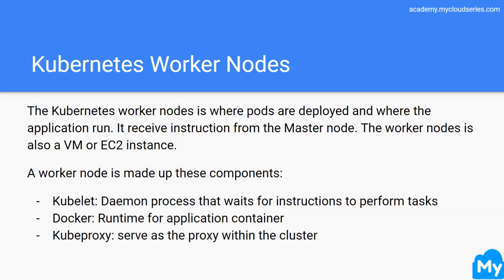Now, a worker node is made up of 3 major components. You have the kubelet, you have Docker, and then you have kubeproxy. Now, the kubelet is a daemon process that waits for instructions to perform tasks. Just the way we have the control plane and the API server receiving requests.